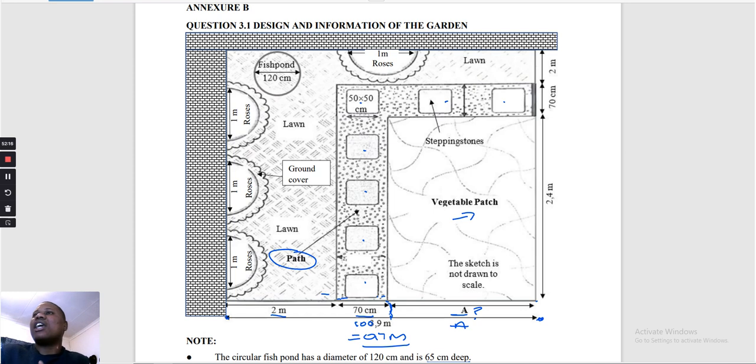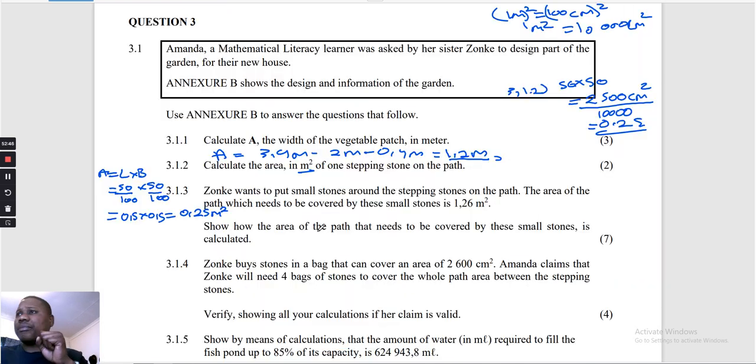So if you come to your L and cut it here, you will realize something. If you come to your L and cut it here, now what is it? We can see 2 rectangles that have been joined together to form the letter L of the path. Okay, so now they are telling you that the area where they are going to put these small stones is 1,26. Now they say show how this area was calculated.